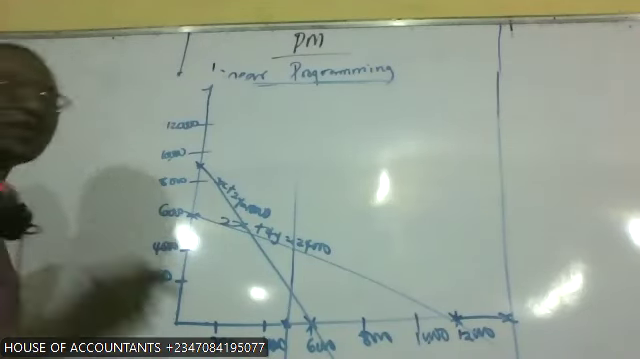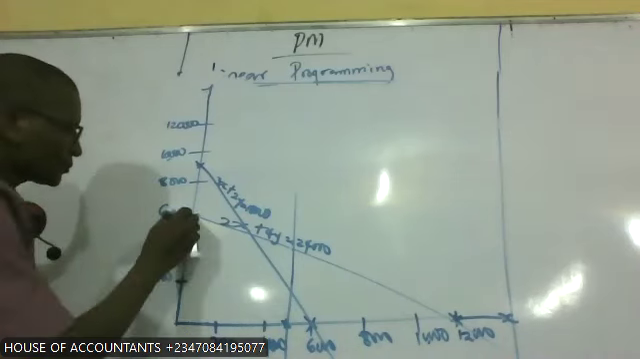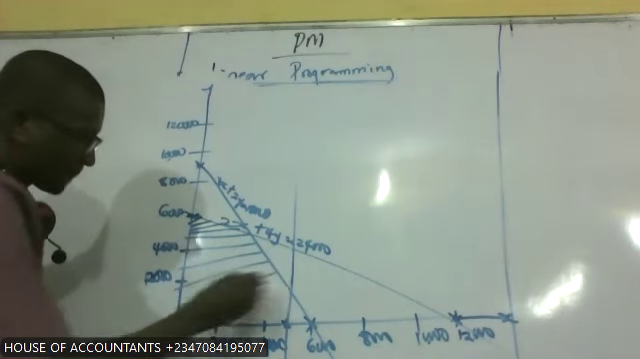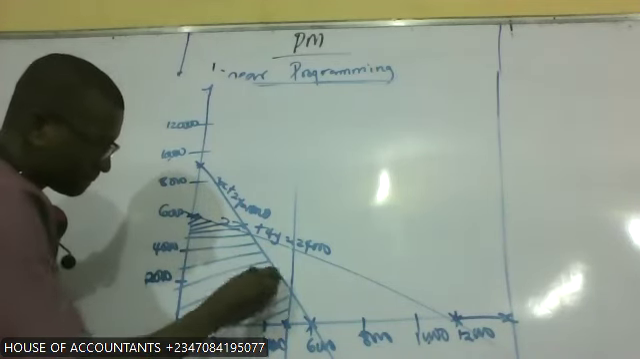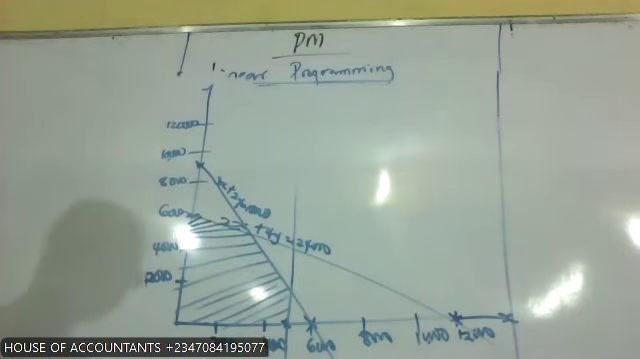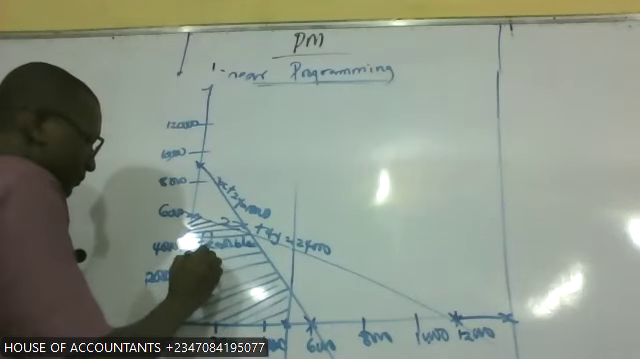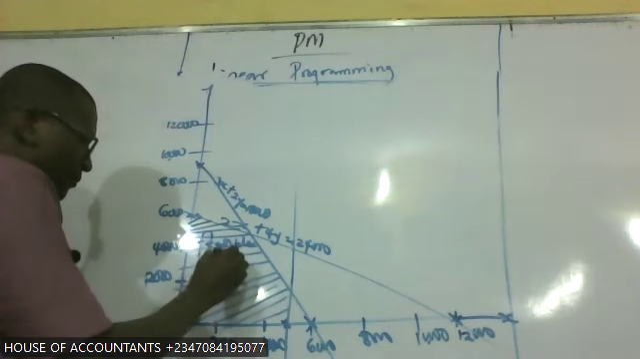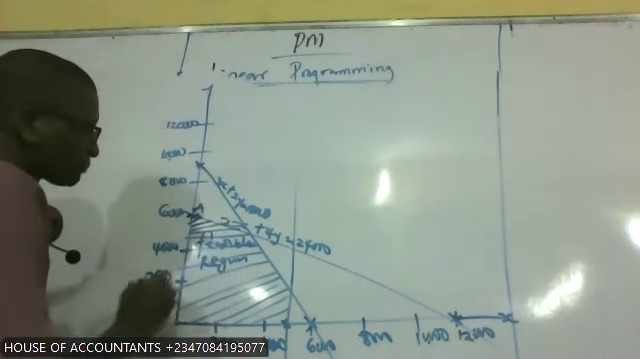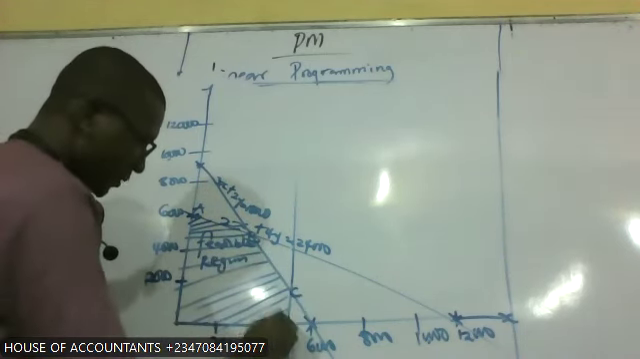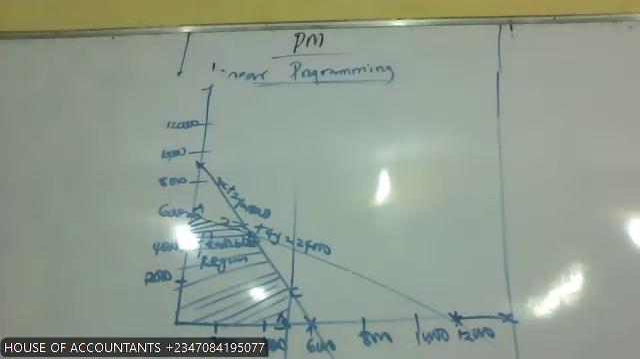So our feasible region now is here. We have A, B, C, D. This is C here.